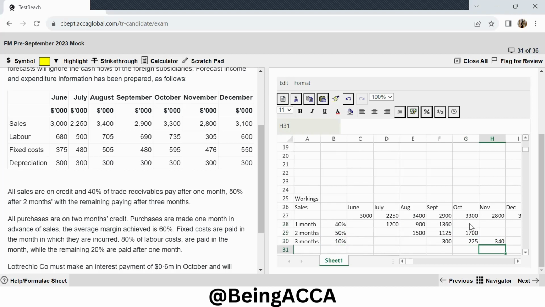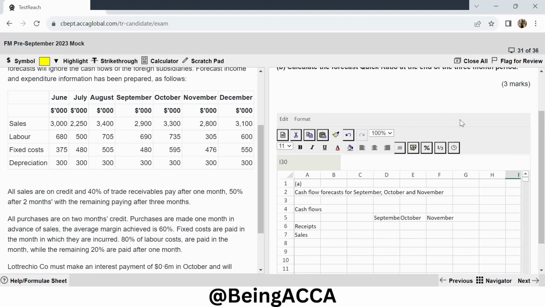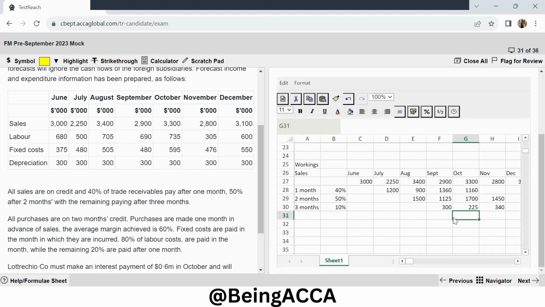So for September, after 1 month, I'm going to be getting 40% payments. Then for the second month, I'm going to be getting 50% of this amount. So this comes out to be 1450. And then for the 3 months amount, we don't really need the forecast for December, so just let it be. Moving on, now we have done it for September.